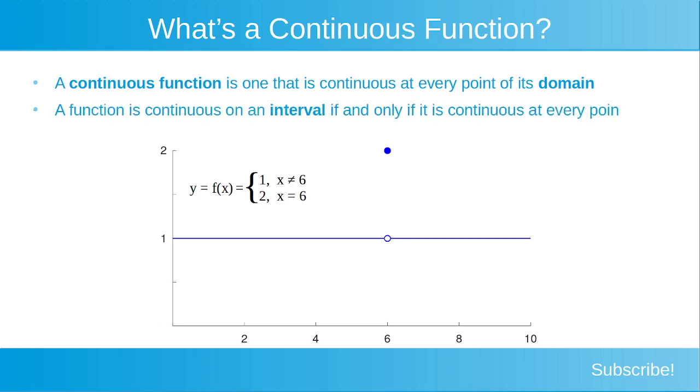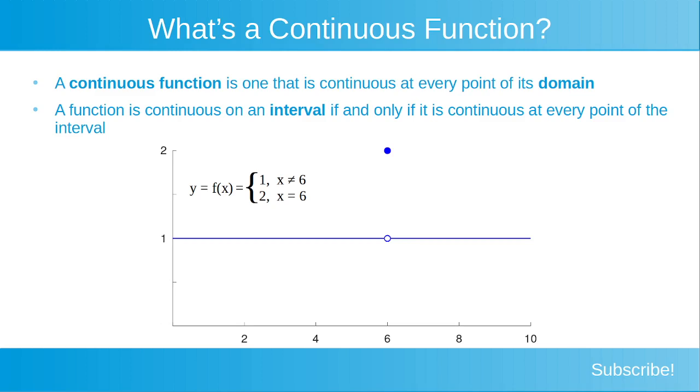But there is an important distinction here. We can describe a function as being continuous on an interval if and only if it's continuous at every point of the interval. If we do not include x is equal to 6 on the interval, then we can describe the function y, f of x is equal to 1 where x is not equal to 6, f of x is equal to 2 when x is equal to 6. We can describe it as continuous on a subinterval.